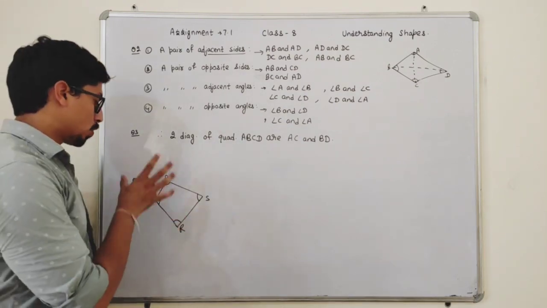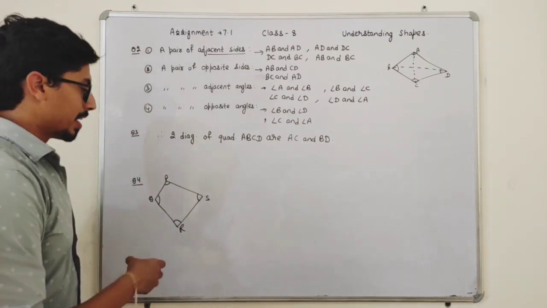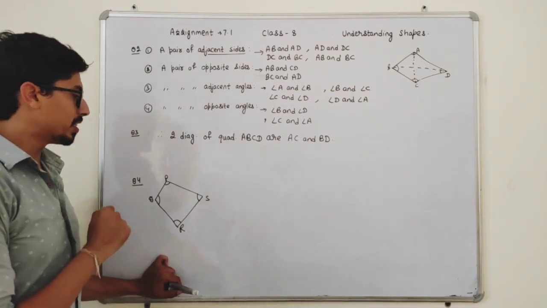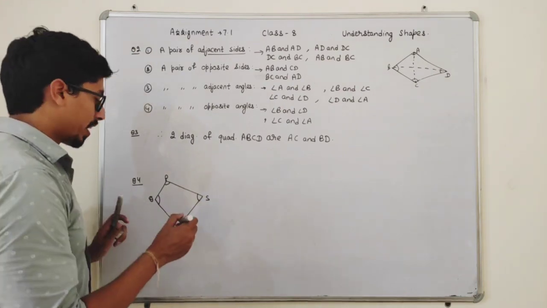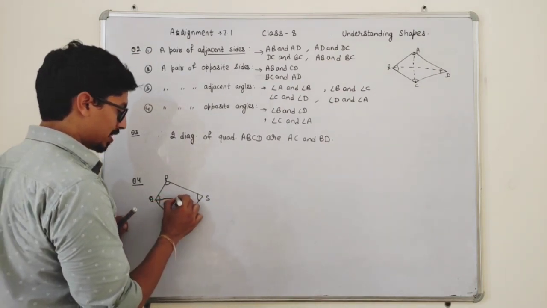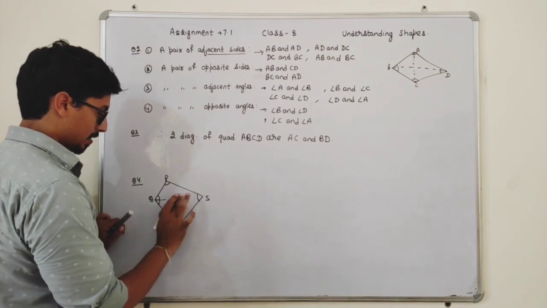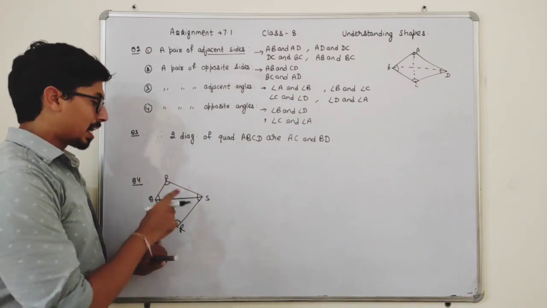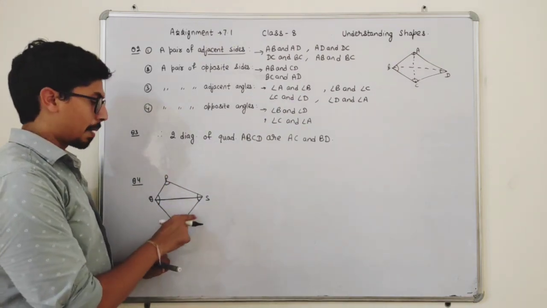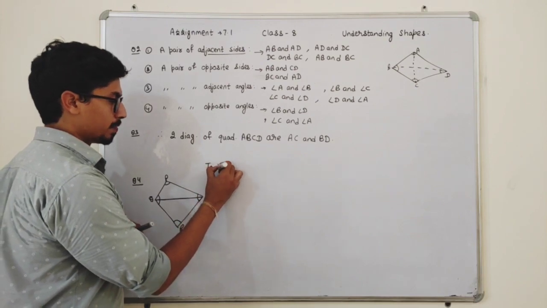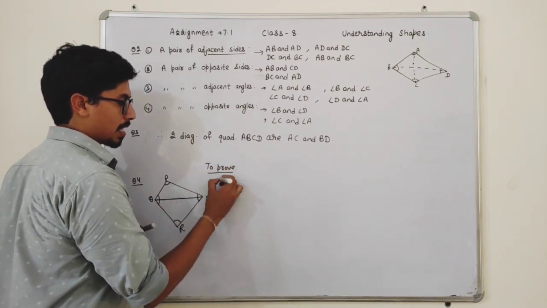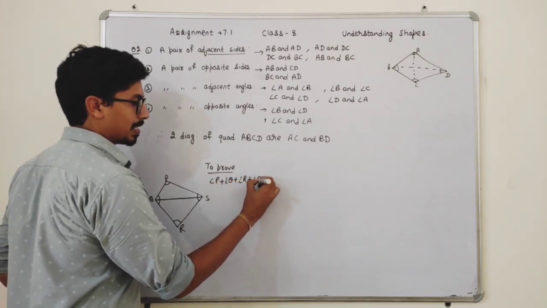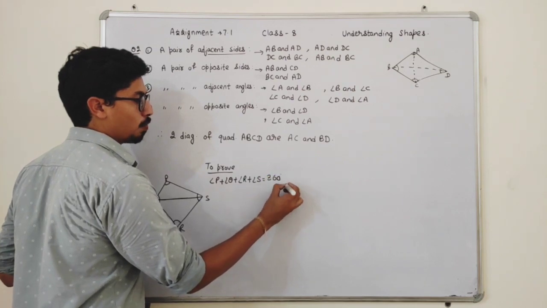Now, students, moving forward to question number 4. See, this figure is given to us, and in this question it is mentioned to join QS. If I join QS, I have to prove that angle P plus angle Q plus angle R plus angle S is equal to 360 degrees.